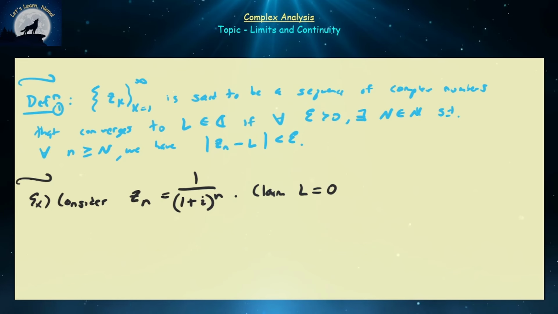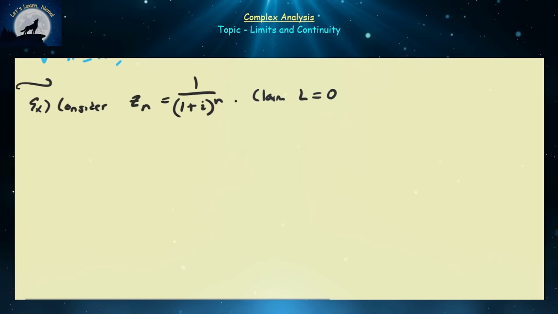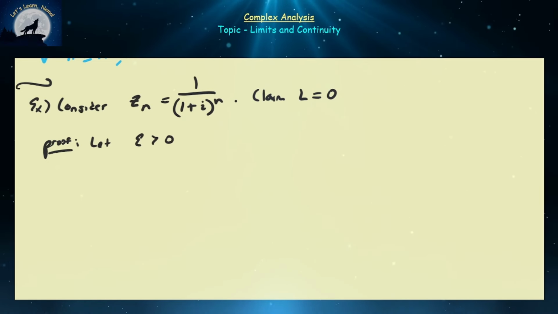If it is truly equal to 0, we should be able to make these sequence elements arbitrarily close to 0 for any given epsilon for us. All right, so let's see if we can prove it. If you want to pause the video and see if you can prove it on your own, that'd be cool too. All right, so let epsilon be greater than 0.